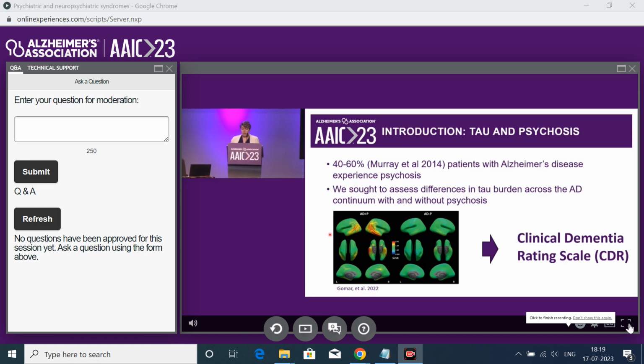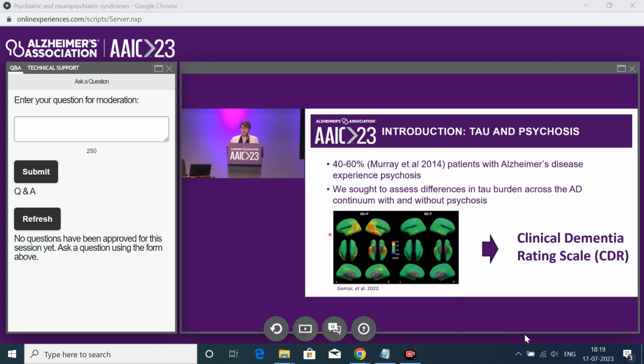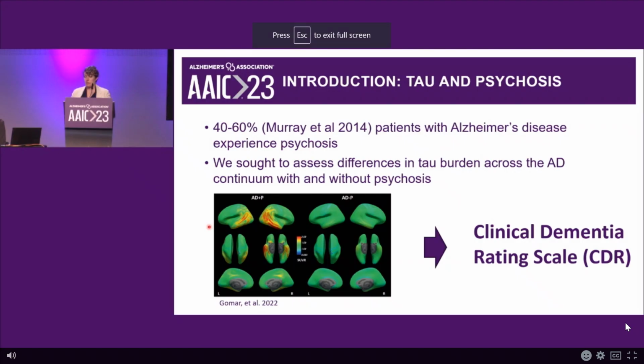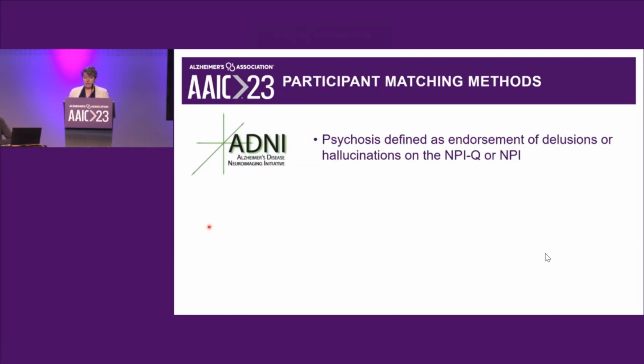Rating scale, which increases with functional decline to account for differences in progression across the groups of those with psychosis and those without psychosis. So using ADNI data, we found 26 people who had endorsed psychosis and how tau PET performed. For the purposes of this analysis, we defined psychosis based on endorsement of either delusions and/or hallucinations on MPI or MPIQ, which is a subjective measure.